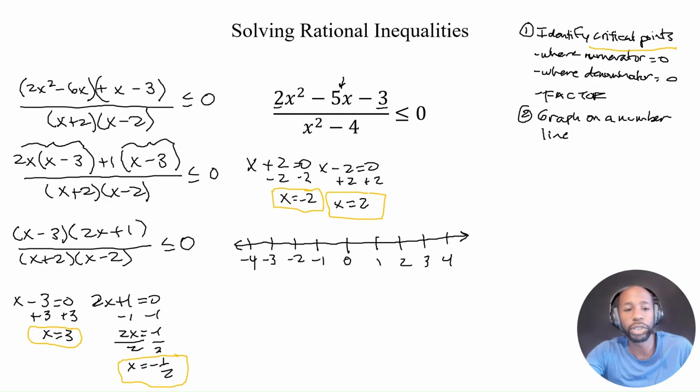So you have x equals 3, that represents a 0. You have x equals negative 1/2, which is right here. It represents a 0. And then you have x equals negative 2, which represents a discontinuity. And then you have x equals positive 2, which also represents a discontinuity.